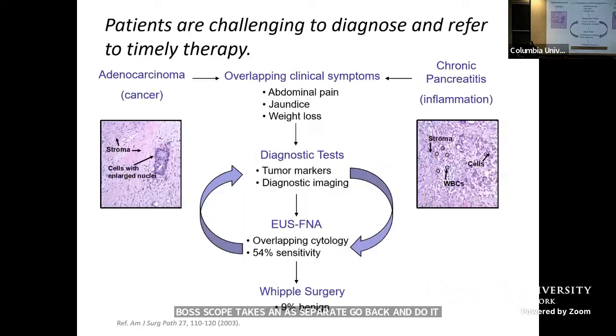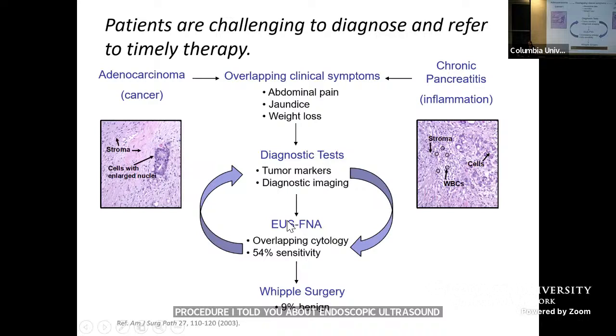So from the clinical perspective, patients often present with overlapping clinical symptoms that might be abdominal pain, weight loss, jaundice, and so forth. It could be cancer, or it could be chronic pancreatitis or inflammation. They're very commonly sent for diagnostic tests and diagnostic imaging, and may be referred to that procedure that I told you about, endoscopic ultrasound guided fine needle aspiration. This is going to make the definitive test. But of course, we saw the challenges associated with that technique.